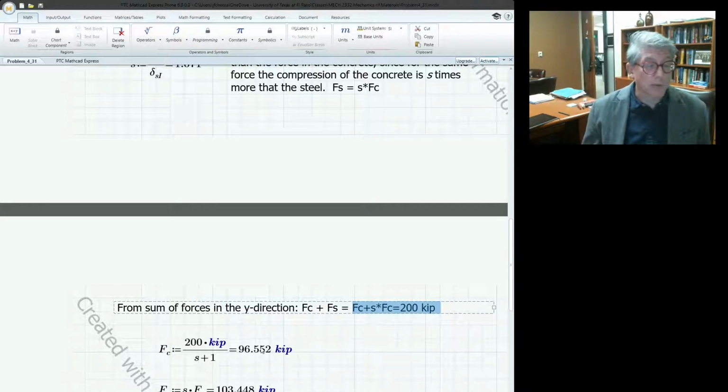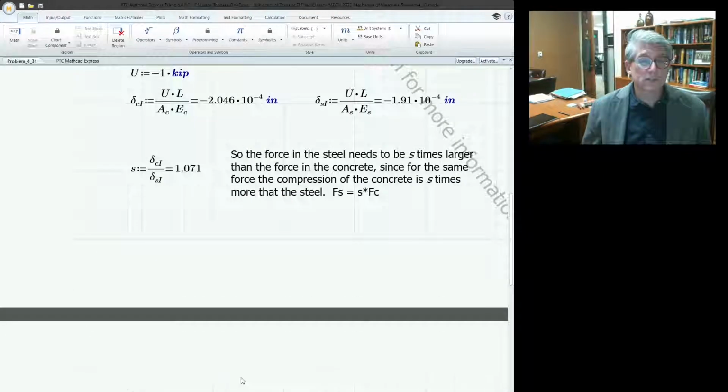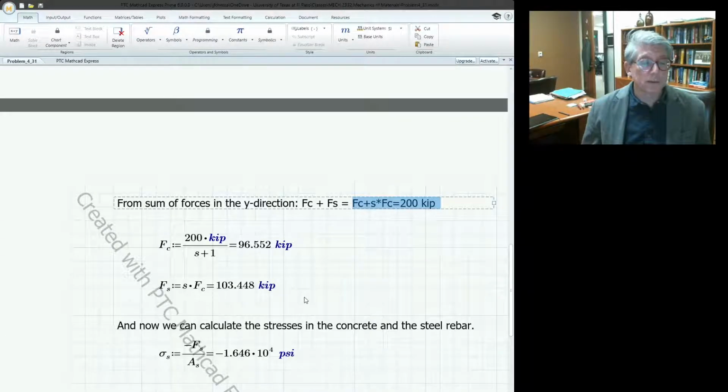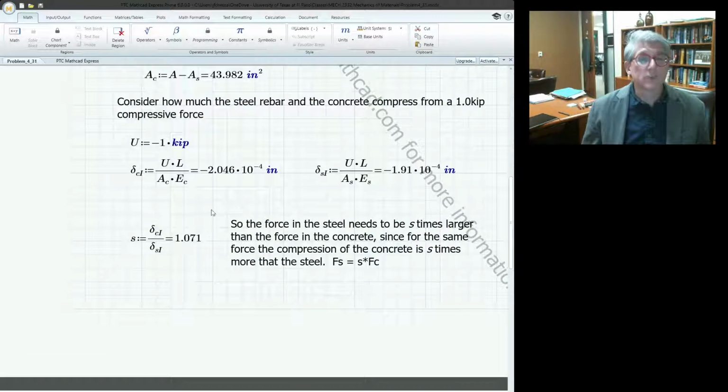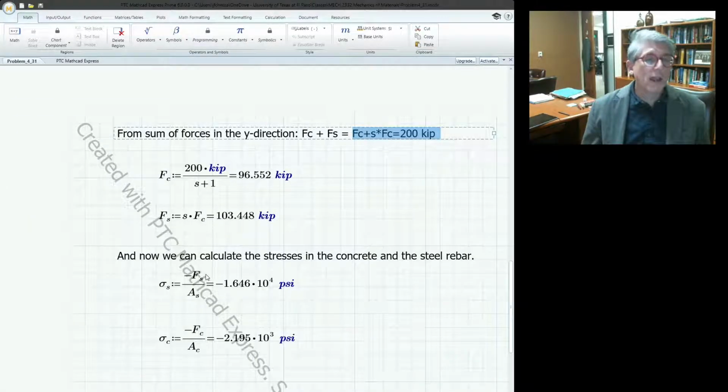96.6 kips, which is what we got in class. And then the force in the steel is going to be S times that, so that's 103 kips. So we got the forces in Mathcad. We don't have to solve systems of equations. We're using this assumed force method, right? And that sort of scaling argument. And now we've got the force in the concrete and the steel.